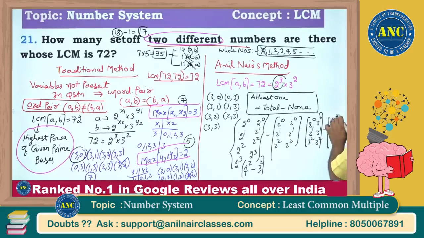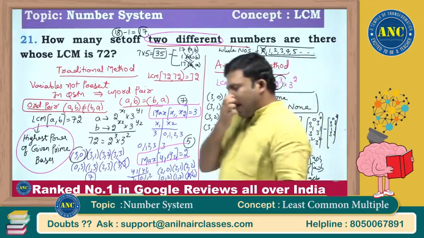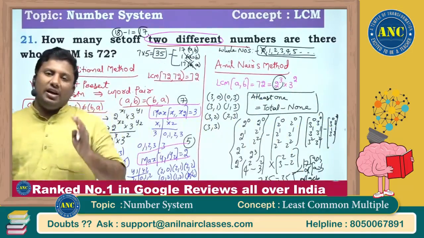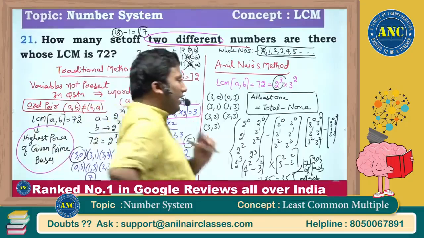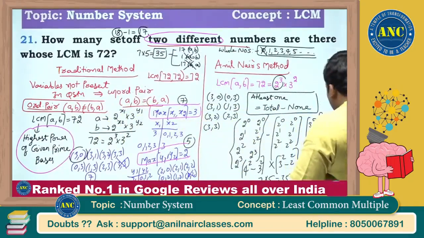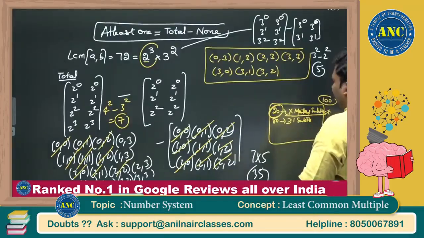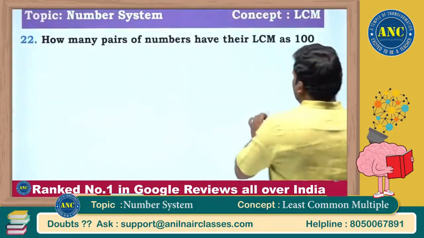In case you have not understood it clearly, after another 5 problems it should be clear to you. 7 into 5, 35. A into B and B into A are equivalent, so both of these can be eliminated. Answer is 17. I hope it is clear. Total minus none. Next slide, listen very carefully. You will get the answer.